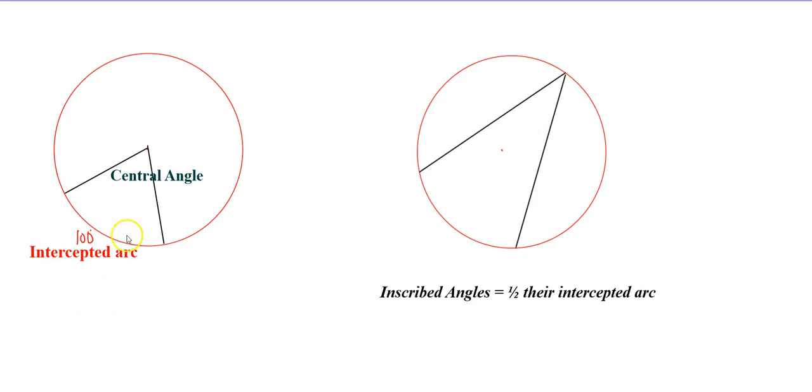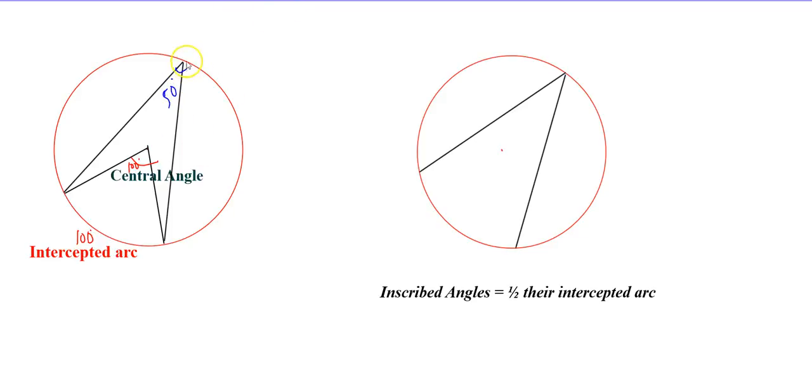Now in this figure, the intercepted arc is 100 degrees. So the measure of the central angle is also 100 degrees, and the inscribed angle will be half of 100. So I can write here 50 degrees. This is 50. Exactly, it should be on the circle over here. That is 50 degrees.